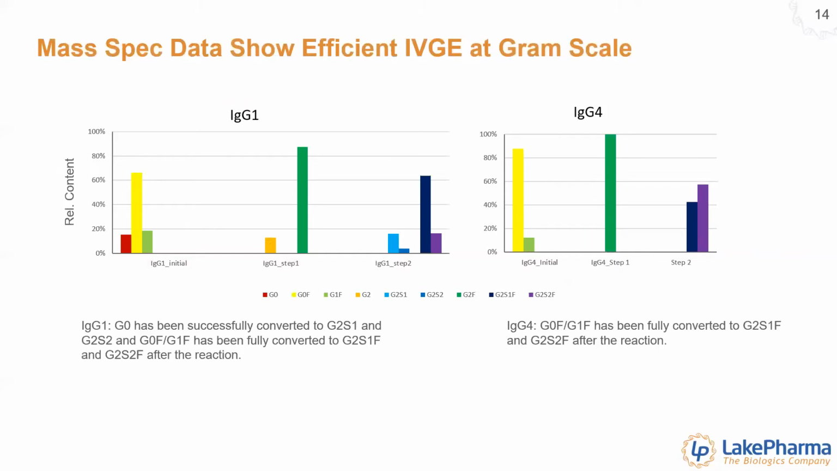A similar pattern can be observed on IgG4. The original sample before IVGE is primarily G0F with some G1F, but after the first reaction, essentially all convert to G2F, and after the second reaction, essentially all convert to either G2S1F or G2S2F. So the reactions are fairly efficient at the multi-gram scale.